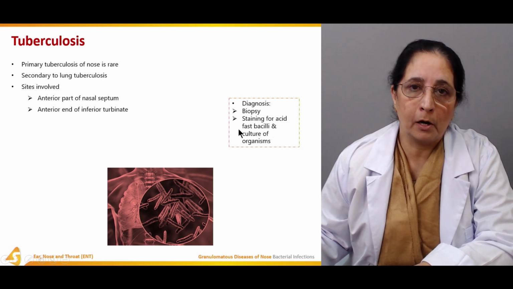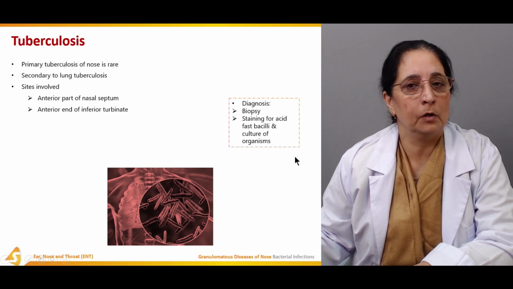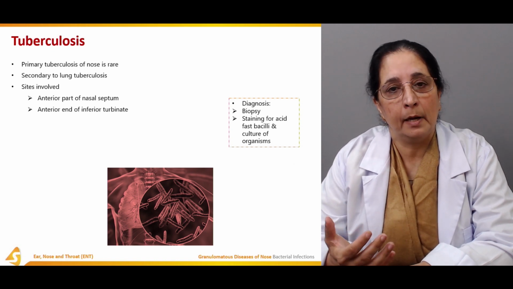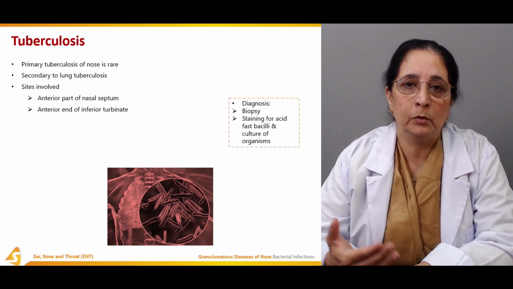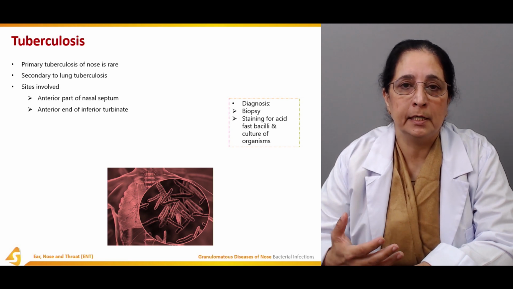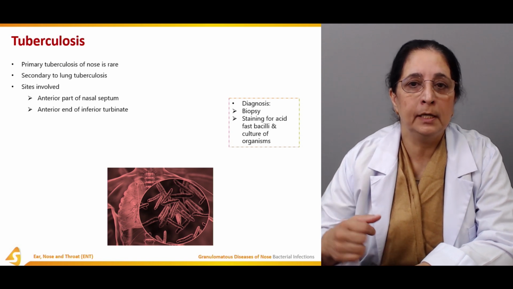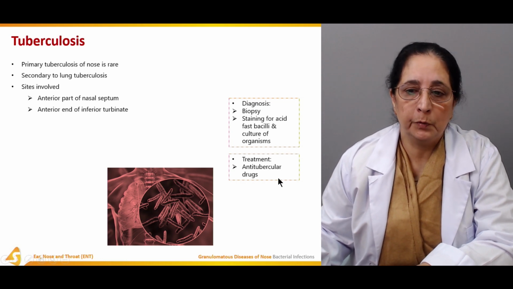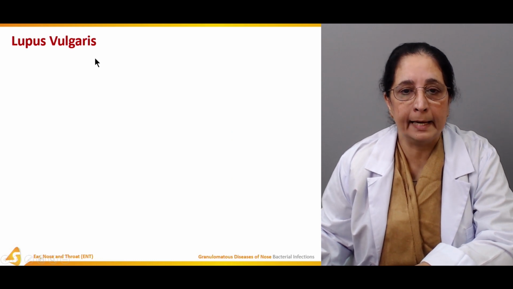Diagnosis is by biopsy, staining for acid-fast bacilli, and culture of the organism. So diagnosis is usually done by the biopsy and by the acid-fast staining and culture, which can grow the Mycobacterium tuberculosis, and usually it's done by the culture of the sputum, and then the growth of the bacteria occurs. Treatment is anti-tubercular drugs.